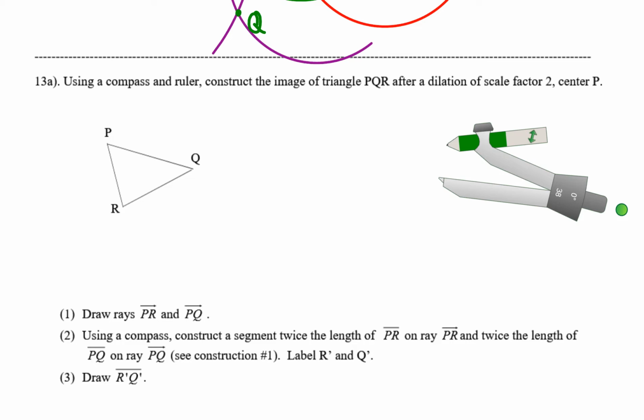Okay, we're going to take this triangle with the center of dilation at P, which is on the triangle, and we're going to make it 2 times bigger, so dilating it by a scale factor of 2. First thing we're going to do is draw rays PR and PQ, using your straight edge.